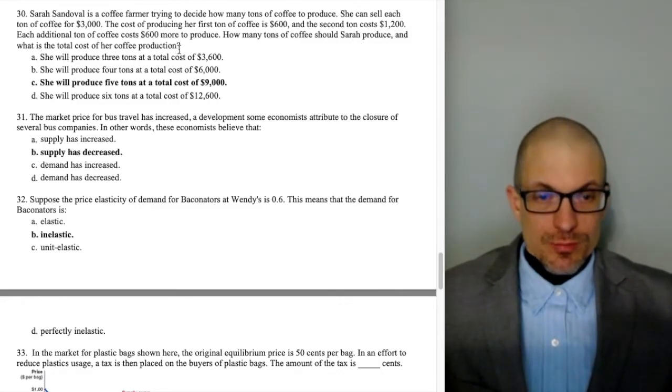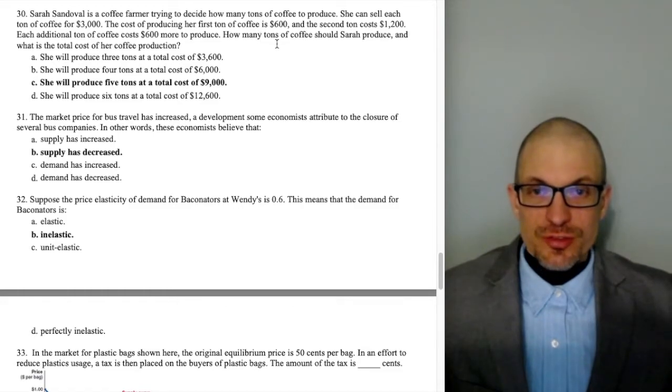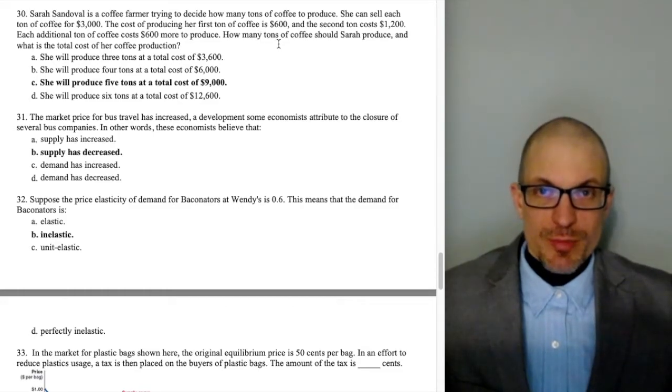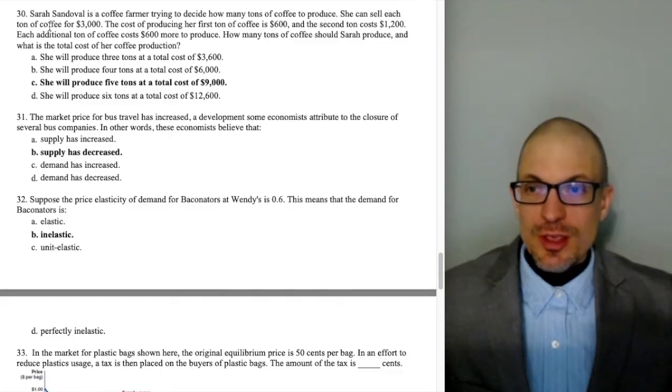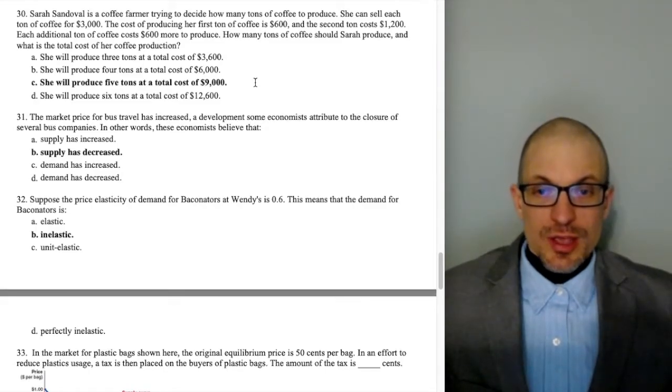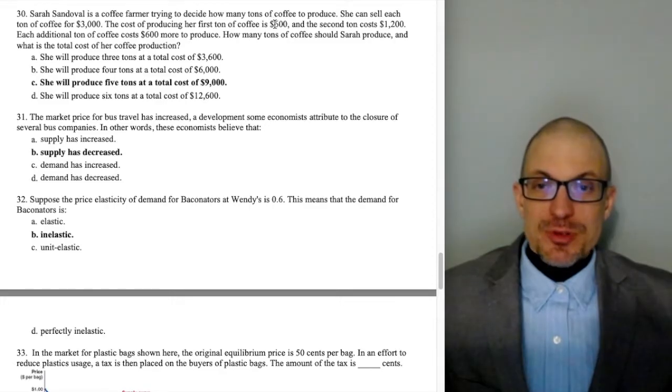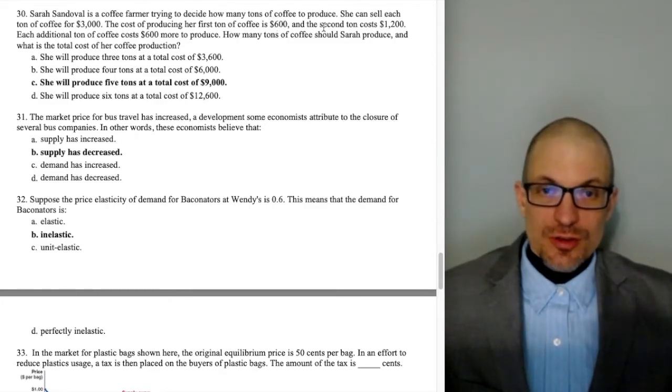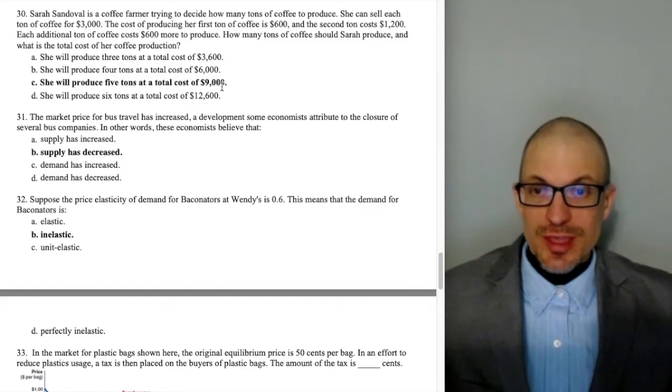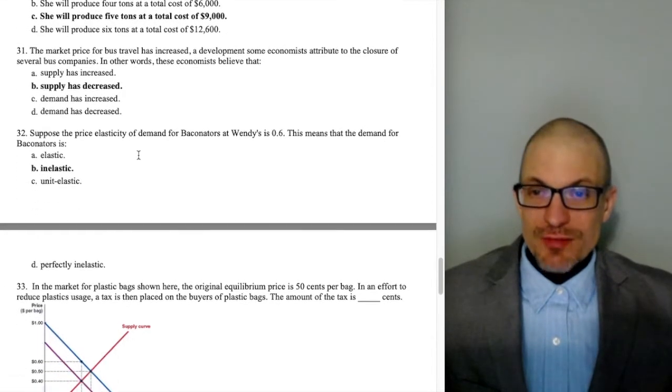Okay, well, the rational rule for sellers is going to tell us Sarah's going to produce up to the point where the marginal benefit equals the marginal cost. The marginal benefit is $3,000, so we're going to produce until the marginal cost equals $3,000. Okay, so that's going to take us 5 tons, right? Because each one is going to be 600. 600 times 5 is 3,000. And then if we add that up, 600 plus 1,200 plus 1,800 plus 2,400 plus 3,000, that gives us a total cost of 9,000.